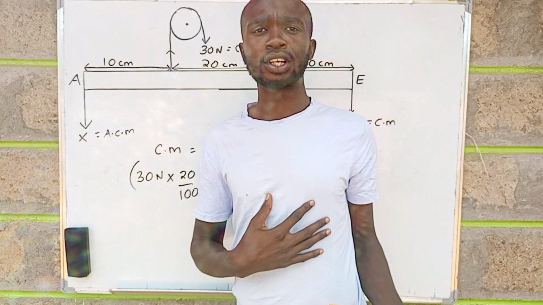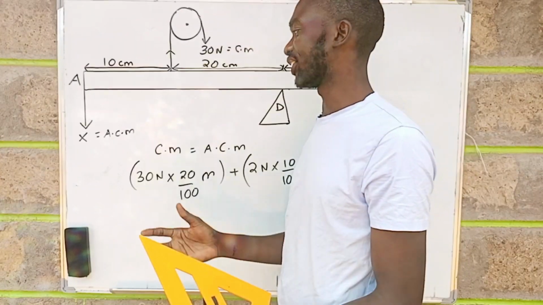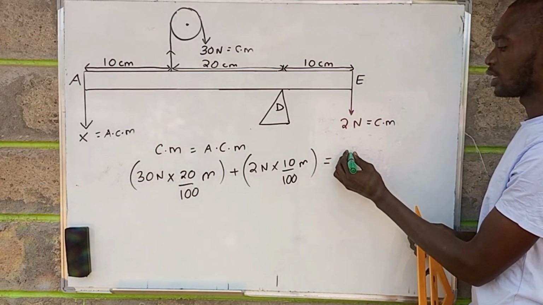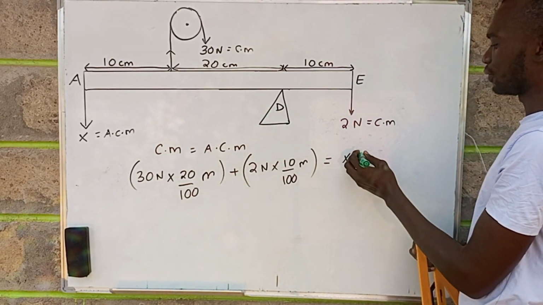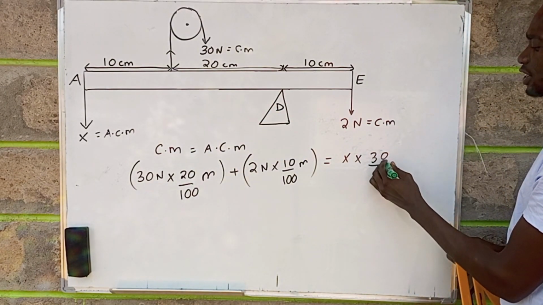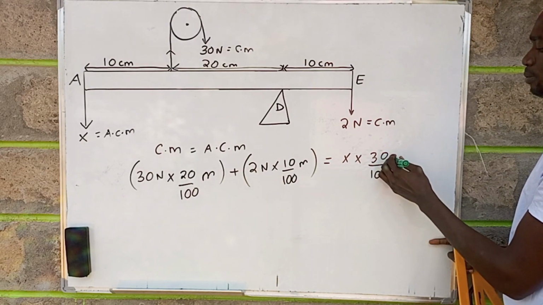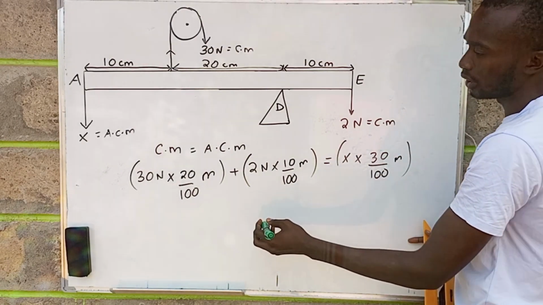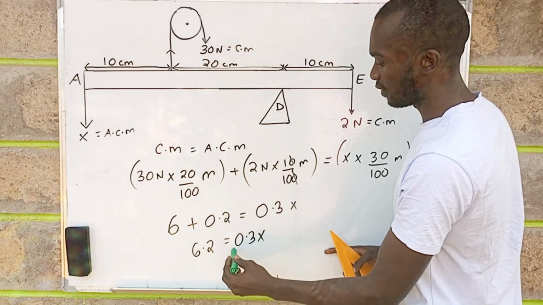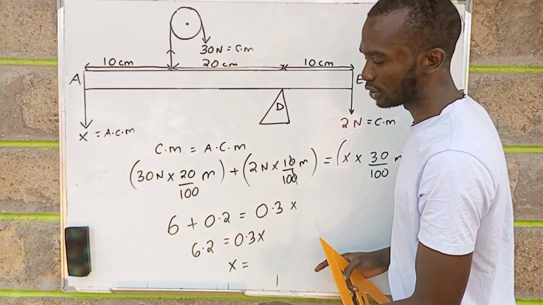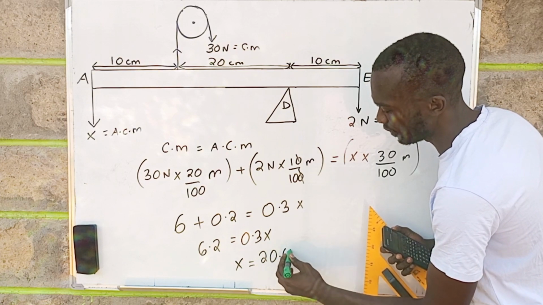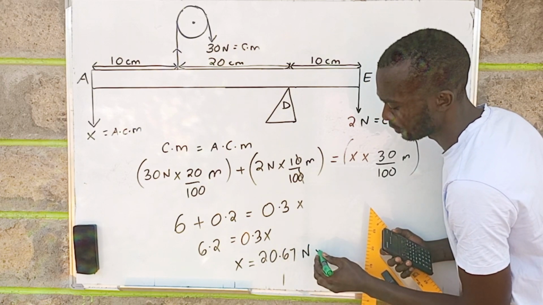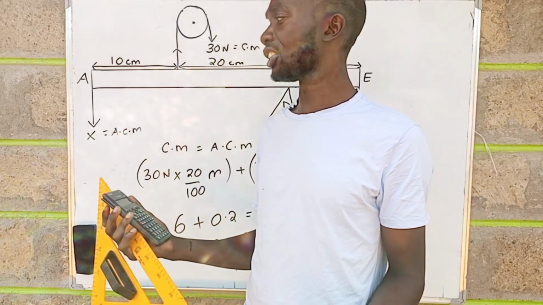So for the anti-clockwise moment, we only have one force, that is X. So X multiplied by the perpendicular distance from the pivot, 10 plus 20, we get 30 over 100 meters. So the value of X is equivalent to 20.67 newtons. So that is the value of X, the force acting at point A.